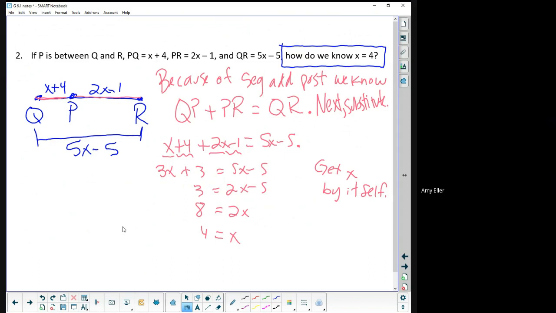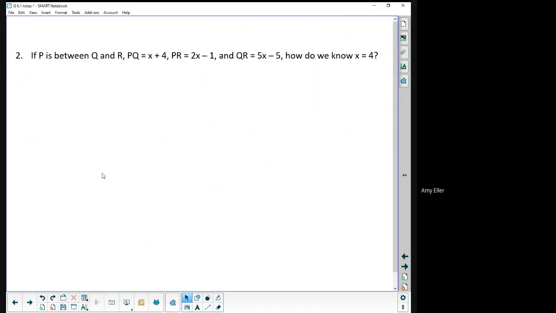Would this be a good stopping point, showing X is 4? How do we know X is 4? Exactly this. That would be good. Any questions on number 2? Okay, let's try 3.